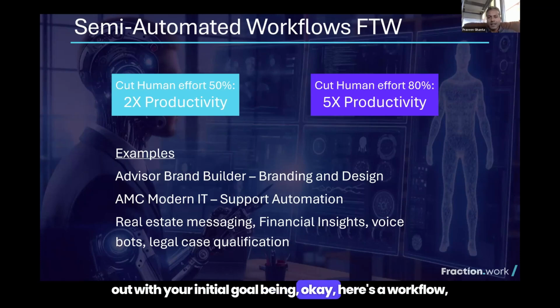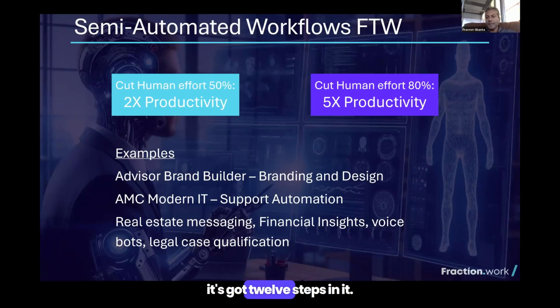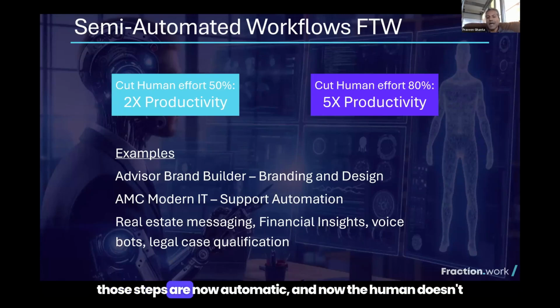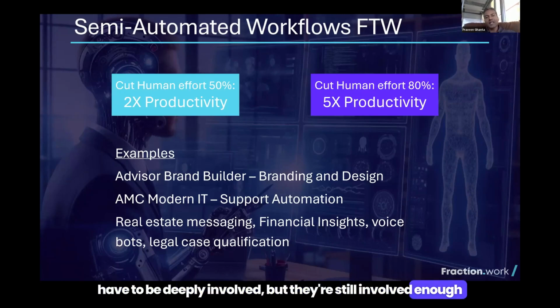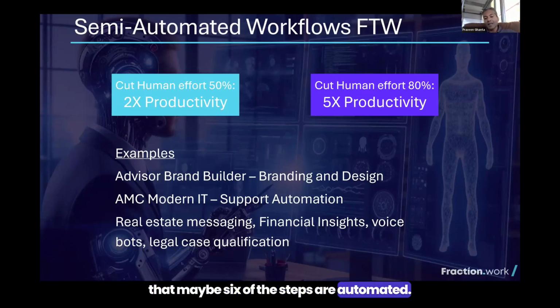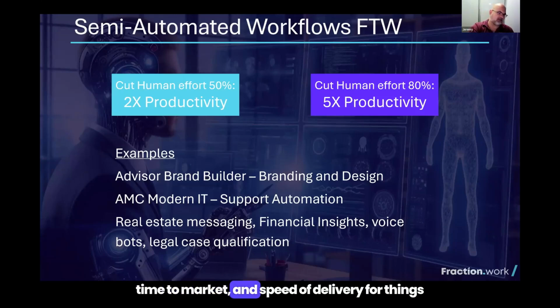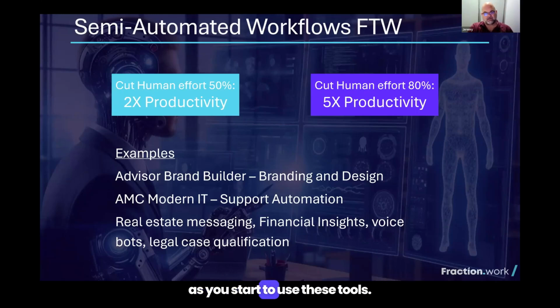with your initial goal being, okay, here's a workflow. It's got 12 steps in it. Can we automate this such that 4, 5, 6 of those steps are now automatic and the human doesn't have to be deeply involved, but they're still involved enough that, okay, maybe 6 of the steps are automated, but because they're involved in the workflow, they can check and clean up any issues that arise. Yeah, and that can really drive some process improvement, some time to market, and speed of delivery for things, as you start to use these tools.